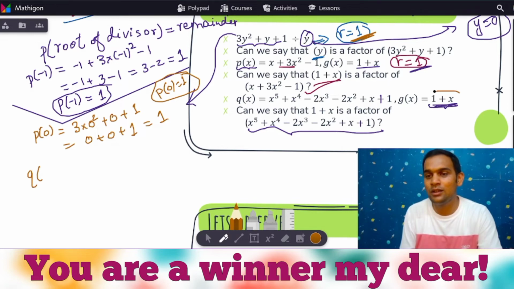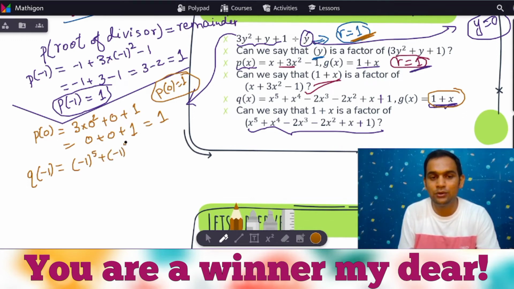What is the root of 1 plus x? It is minus 1, right? So q of minus 1 equals x to the power 5 we have. So (minus 1) to the power 5 plus (minus 1) to the power 4 minus 2 times (minus 1) to the power 3 minus 2 times (minus 1) whole square plus (minus 1), because x, and then plus 1.